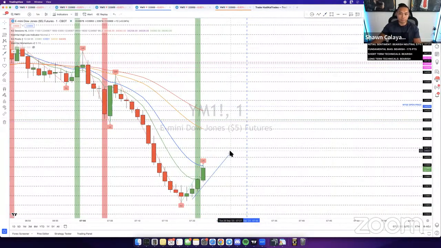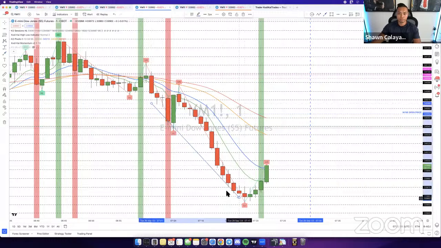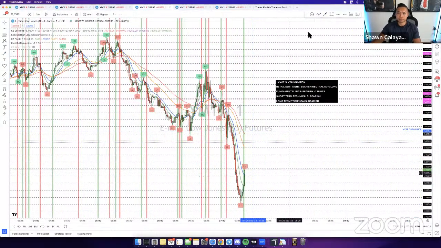This is what we were worried about. We were worried about price retracing up because of this overextension right here. This price came down super heavy. So what I'm looking for now is I'm looking for price to push up. Then I'm looking for price to come back down and provide entry.